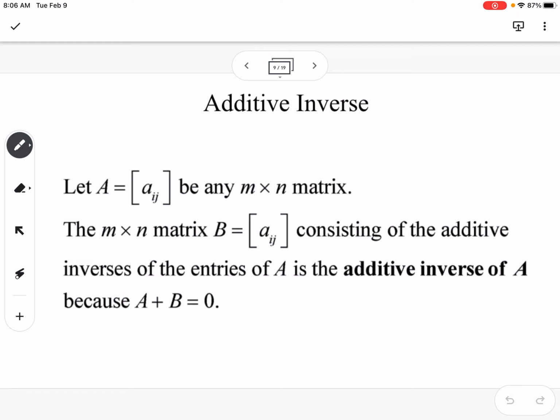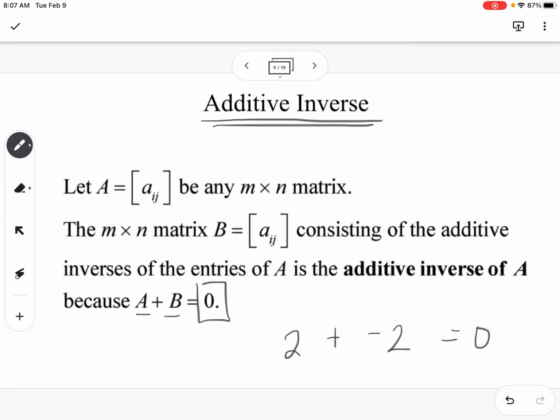The additive inverse. So be careful here. Those 2 words are going together. We're not talking about inverses right now. We're just talking about the additive inverse. If you have a matrix that's the additive inverse, then adding that is going to result in the zero matrix. So if A and B are additive inverses, then they would add to 0. It's kind of like saying 2 plus negative 2 equals 0, but on the scale of a matrix.